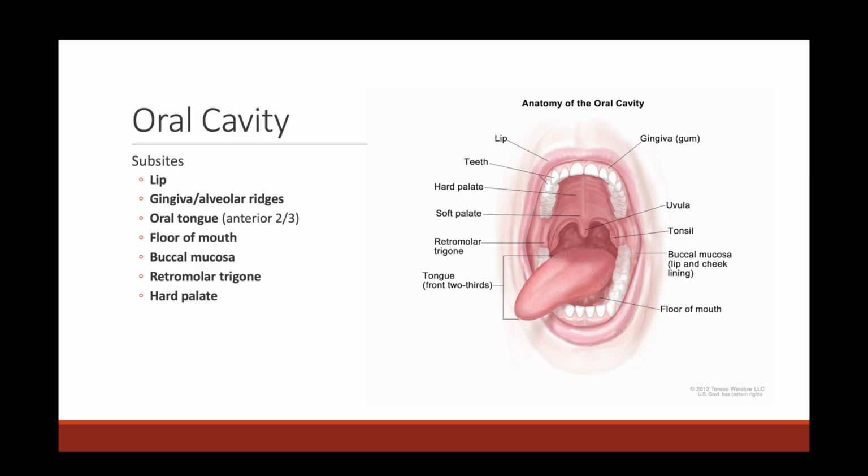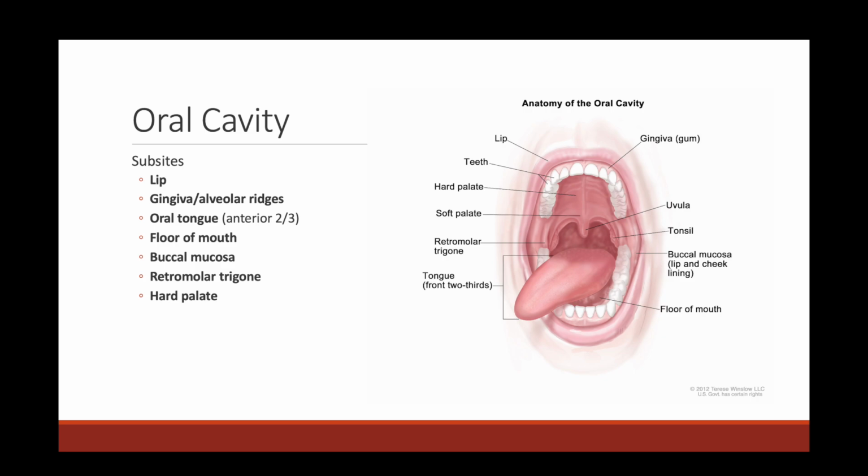So those subsites include the lip, the gingiva or the alveolar ridges, the anterior 2/3 of the oral tongue. So remember, the tongue is divided into kind of the oral portion and then the pharyngeal portion. So the front 2/3 of the tongue are part of the oral cavity. And then the base of the tongue, which is the posterior 1/3, is considered part of the oropharynx. So the oral tongue is the front 2/3 of the tongue, and that is part of the oral cavity.